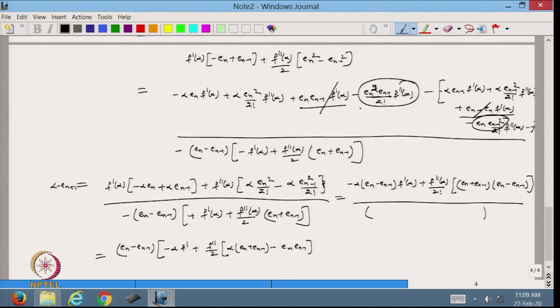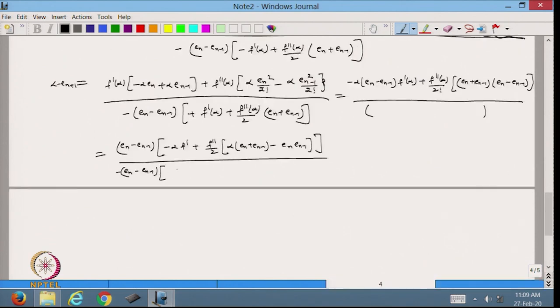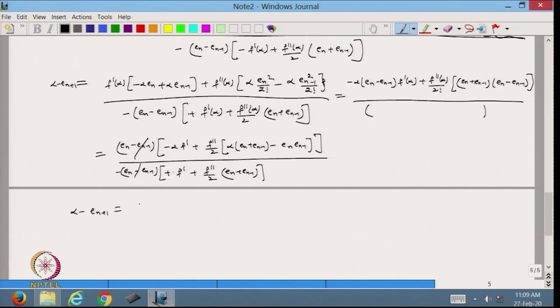Okay, this cancels out. Maybe I will need to keep these terms because I am choosing my e_n and minus e_{n-1} common. After that I will get this value in terms of f''. So this value we have to keep divided by, and this will cancel. So I will get e_{n+1} is equal to, from here I can write this value is equal to minus α plus, so I can take my f' common from here. So I will get minus α and I will get f'' by 2 f' from here.